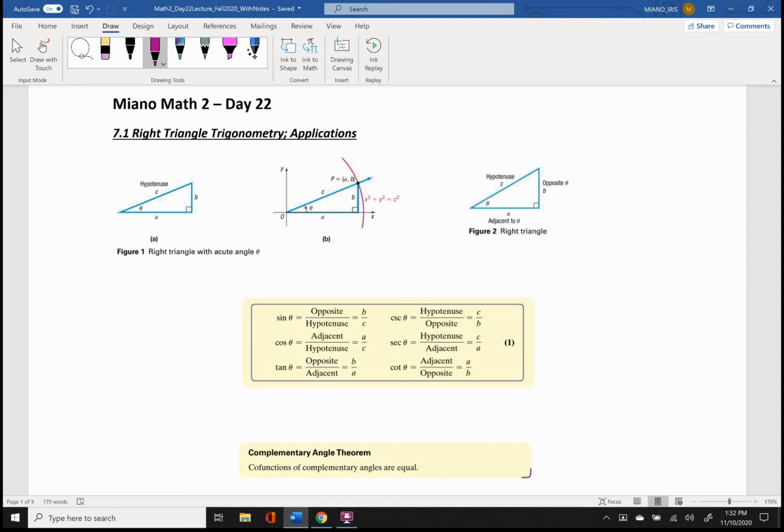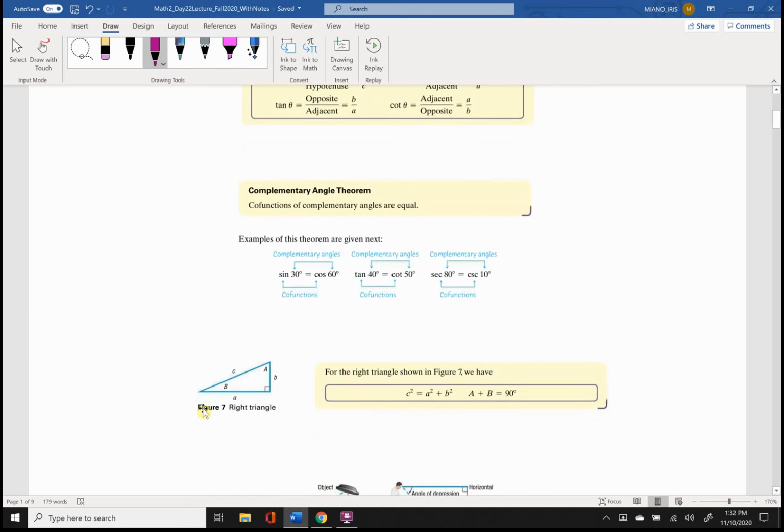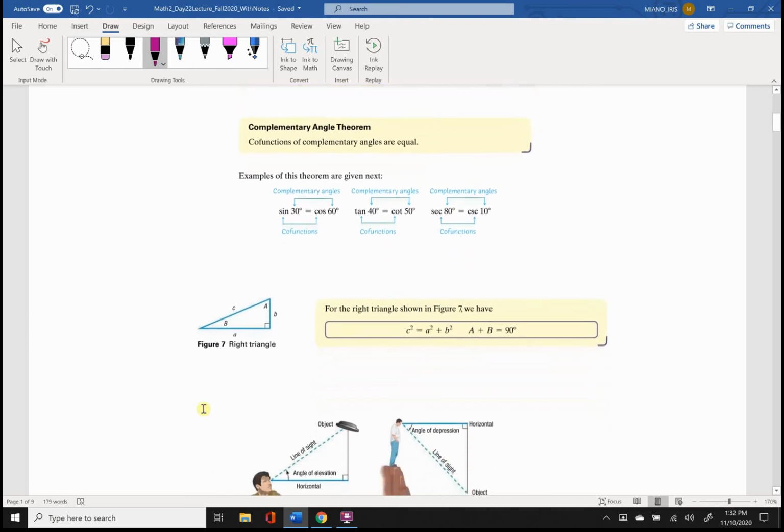c is always opposite the right angle, and the right angle is represented by the little box in the corner. Probably things that didn't need to be said out loud, but there you go, just in case it's helpful. I wanted to just say all of that all in one go.